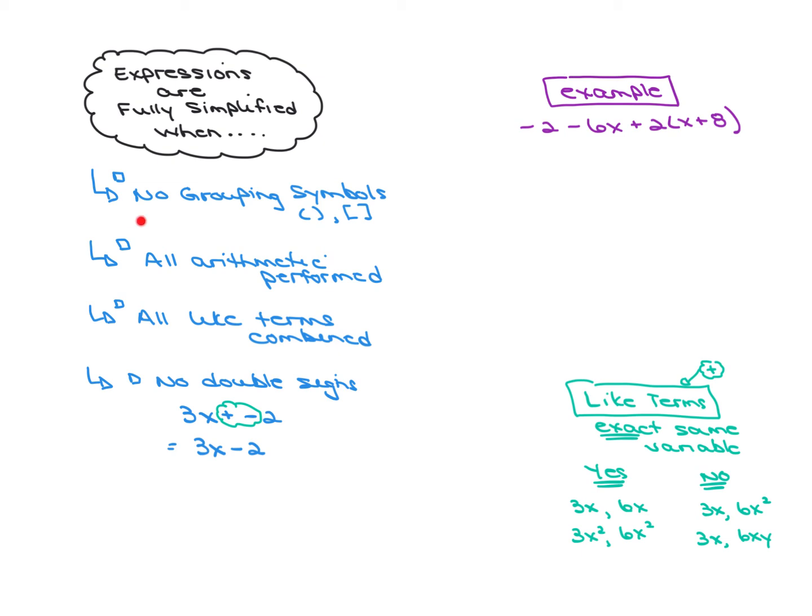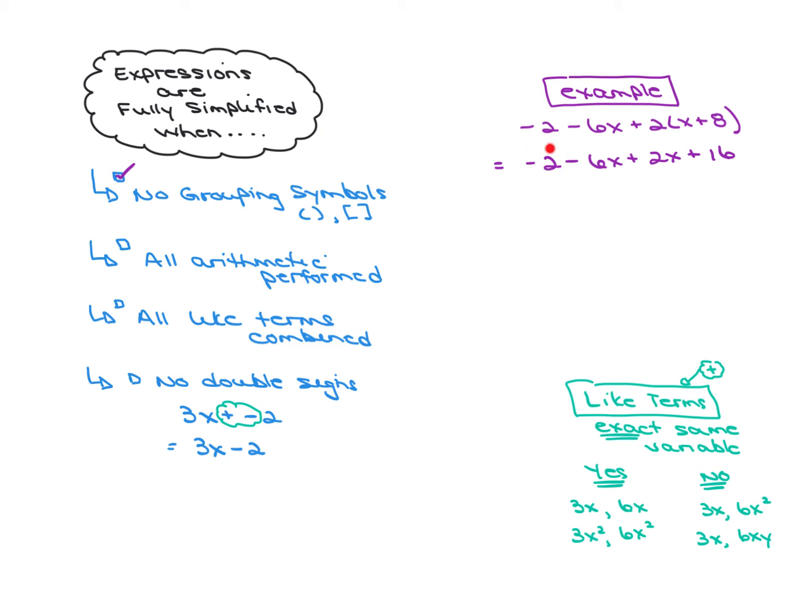The first thing I'm going to look at is it's fully simplified if there are no grouping symbols. But here I see parentheses, and we have a great tool for undoing those parentheses, and that's the distributive property, where we can distribute multiplication over addition inside parentheses. So this stays the same. And when we distribute, we have 2 x's plus 2 times 8, which is 16. Great. No grouping symbols.